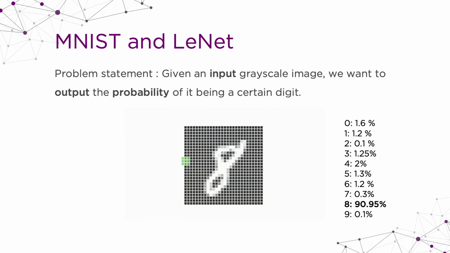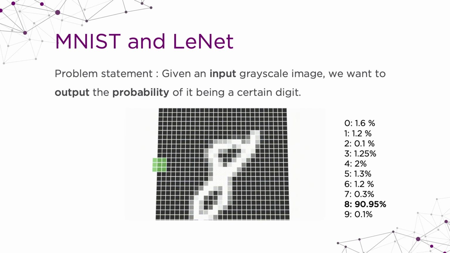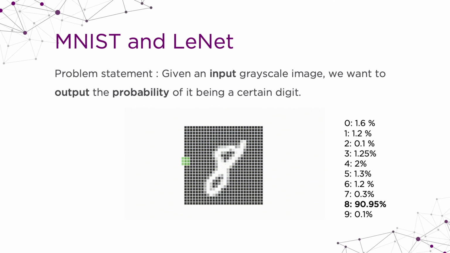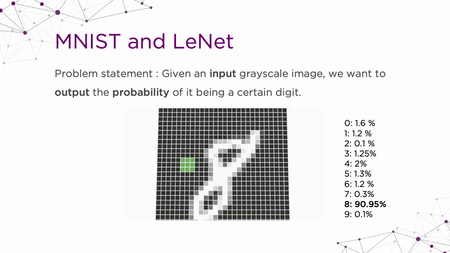So again, here's our problem statement. Say we have our 8 here. You want to be able to figure out somehow with a high degree of confidence that you're looking at an 8 in this image. And hopefully, if you've trained your network accordingly, the output that you get represents an 8.